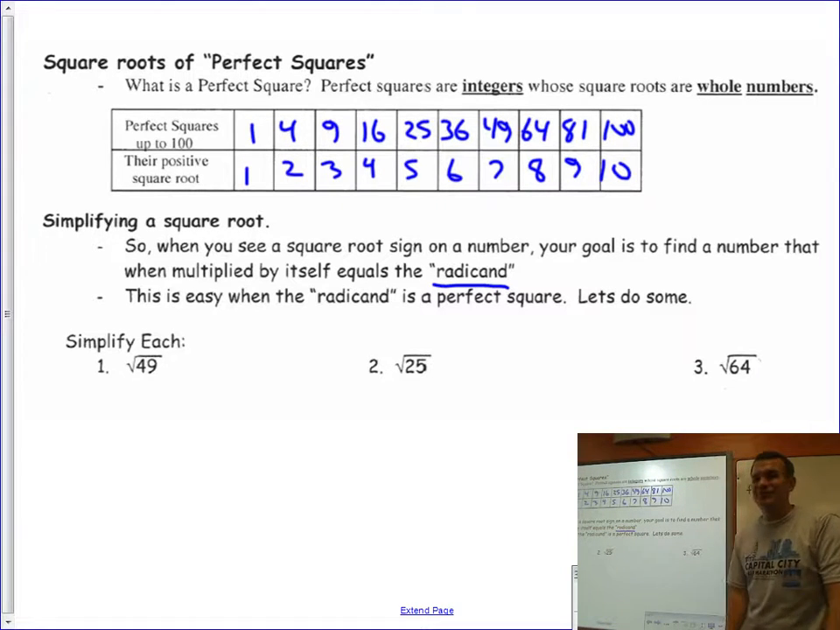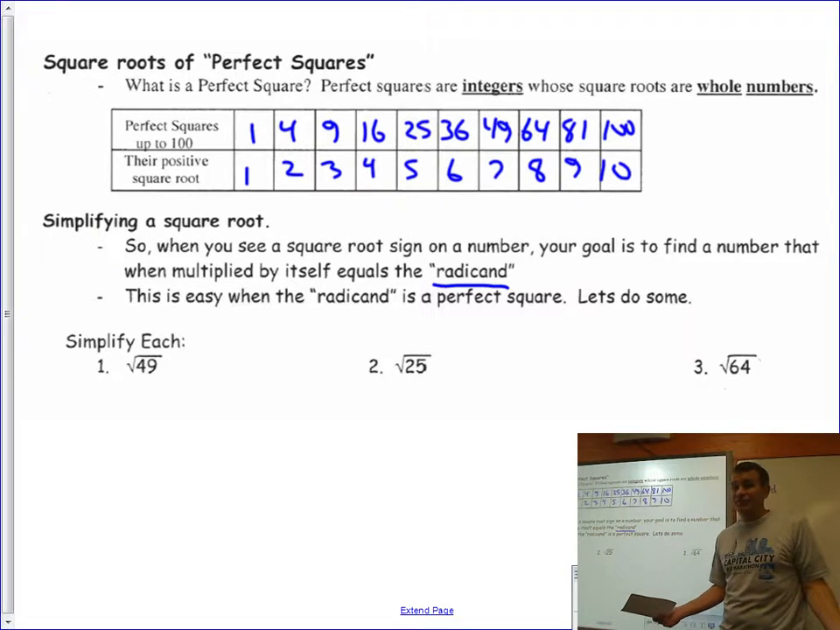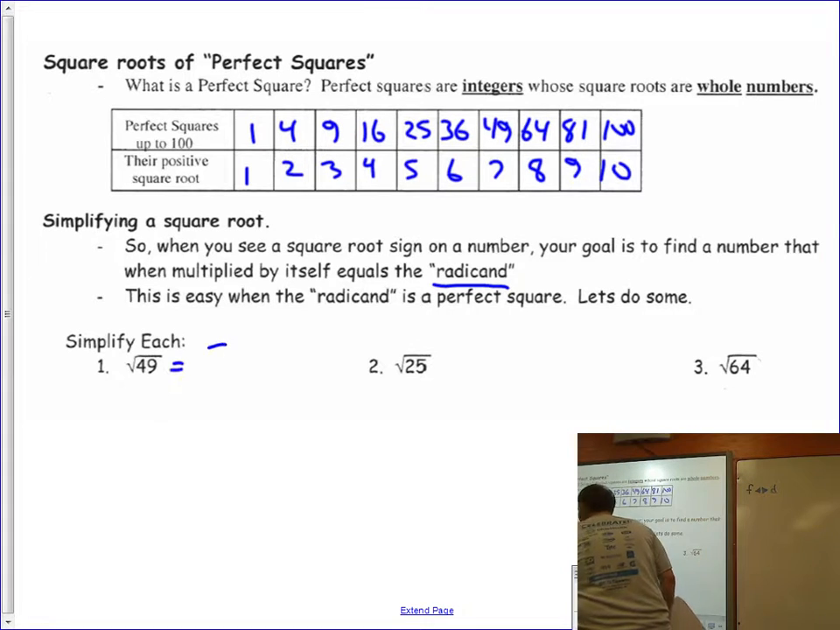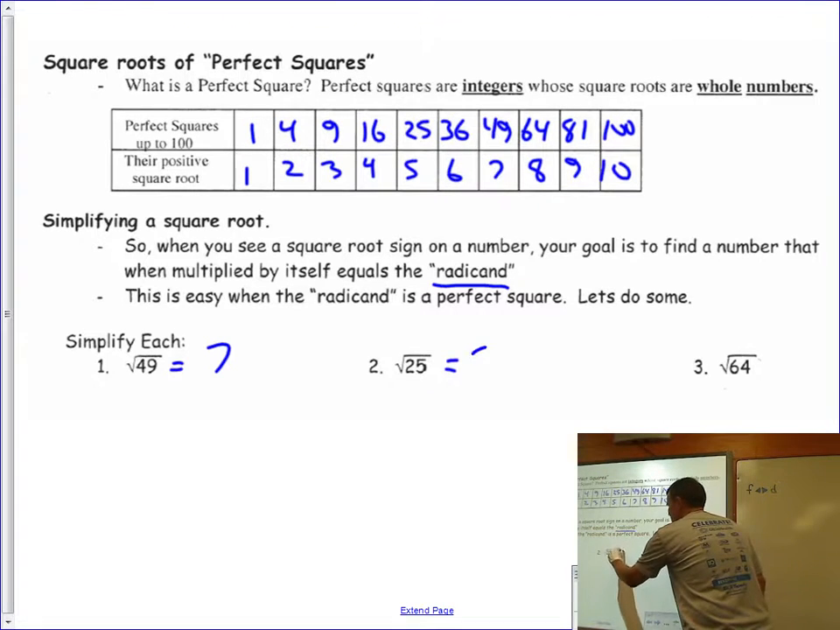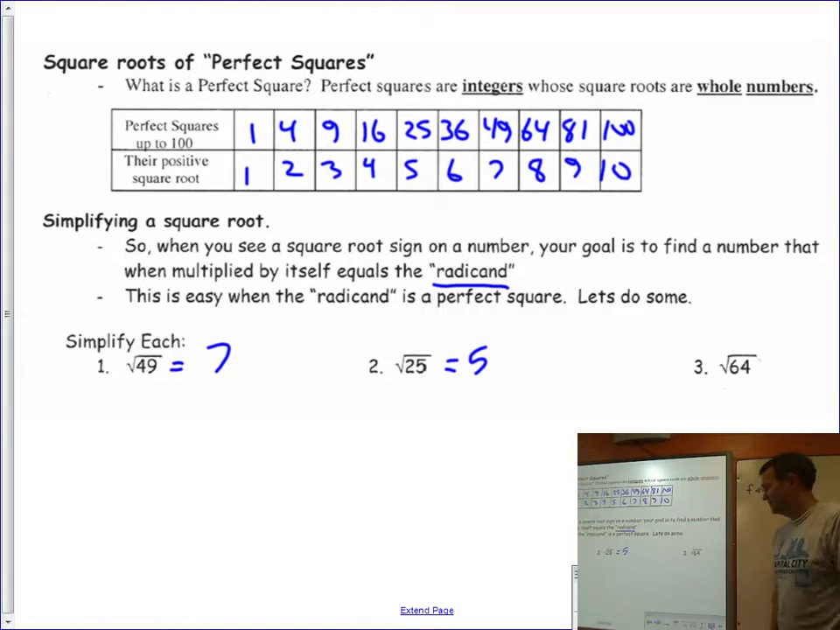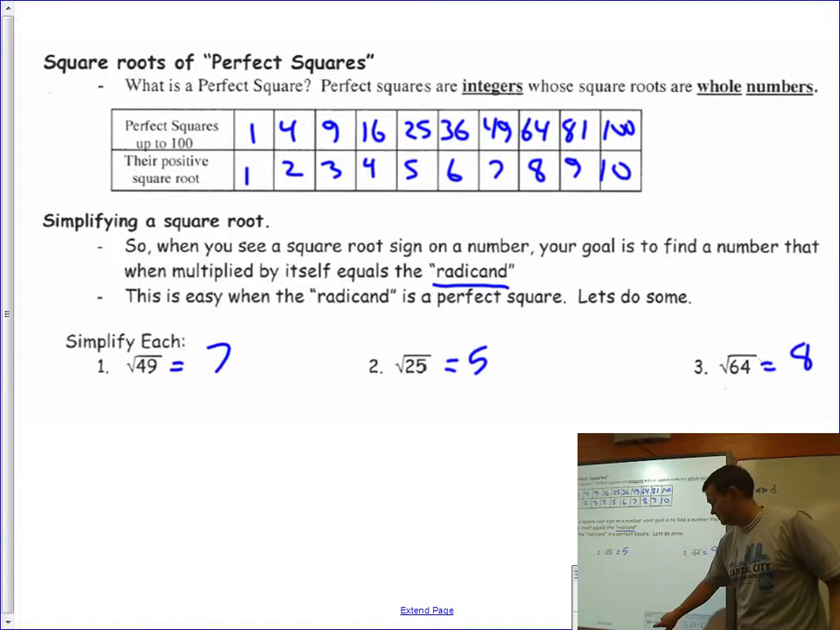All right, good use of the word there. Well, this is easy when it's a perfect square. And again, we're just going to name the positive square root. The square root of 49, of course, that's 7. That seems to be my favorite number today. The square root of 25, we all know that's 5. The square root of 64, that's 8. Finding the square root of a perfect square, no problem.